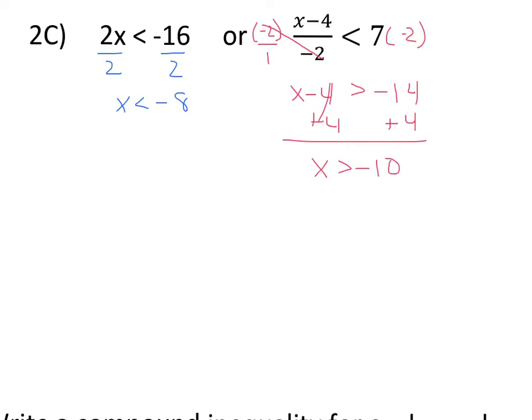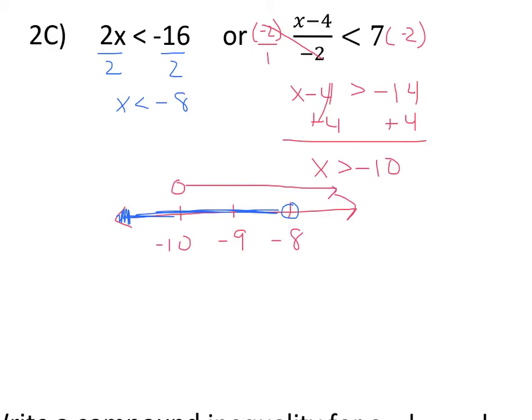All right, so I'm going to get my graph going here. Negative 10, negative 9, negative 8. Okay, I'm going to start by graphing the blue one here. So I've got an open circle at negative 8, and I'm shading in this direction. Okay, on the 10, I've got an open circle on 10, and I'm going to shade in this direction.